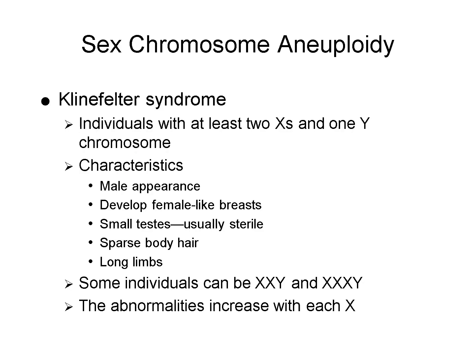This genetic pattern is what leads to the distinctive physical characteristics and reproductive challenges seen in Turner syndrome. Klinefelter syndrome occurs in individuals who have at least two X chromosomes and one Y chromosome. Even though they have a male appearance, they may develop female-like breasts and have small testes, often resulting in infertility. Other features include sparse body hair and unusually long limbs. Some individuals have even more X chromosomes, such as XXY or XXXY patterns. The more X chromosomes present, the more severe the physical and developmental abnormalities tend to be.